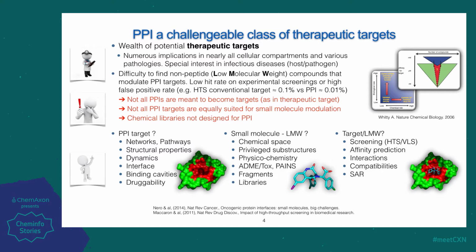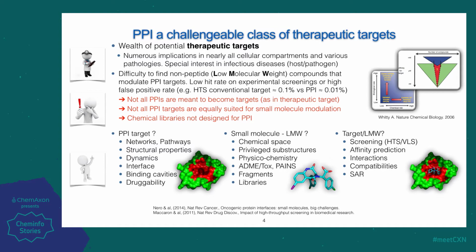Yet, the development of non-peptide low molecular weight compounds as a source of new drugs targeting PPIs is still a major and difficult task, as exemplified by significantly lower hit rates observed during experimental screenings or high false positive rates. There are a couple of reasons for that. First, not all PPIs are meant to become targets, as in therapeutic targets. Second, not all PPI targets are equally suited for small molecule modulation. Some may require the development of larger peptides or biologics or monoclonal antibodies, for example.